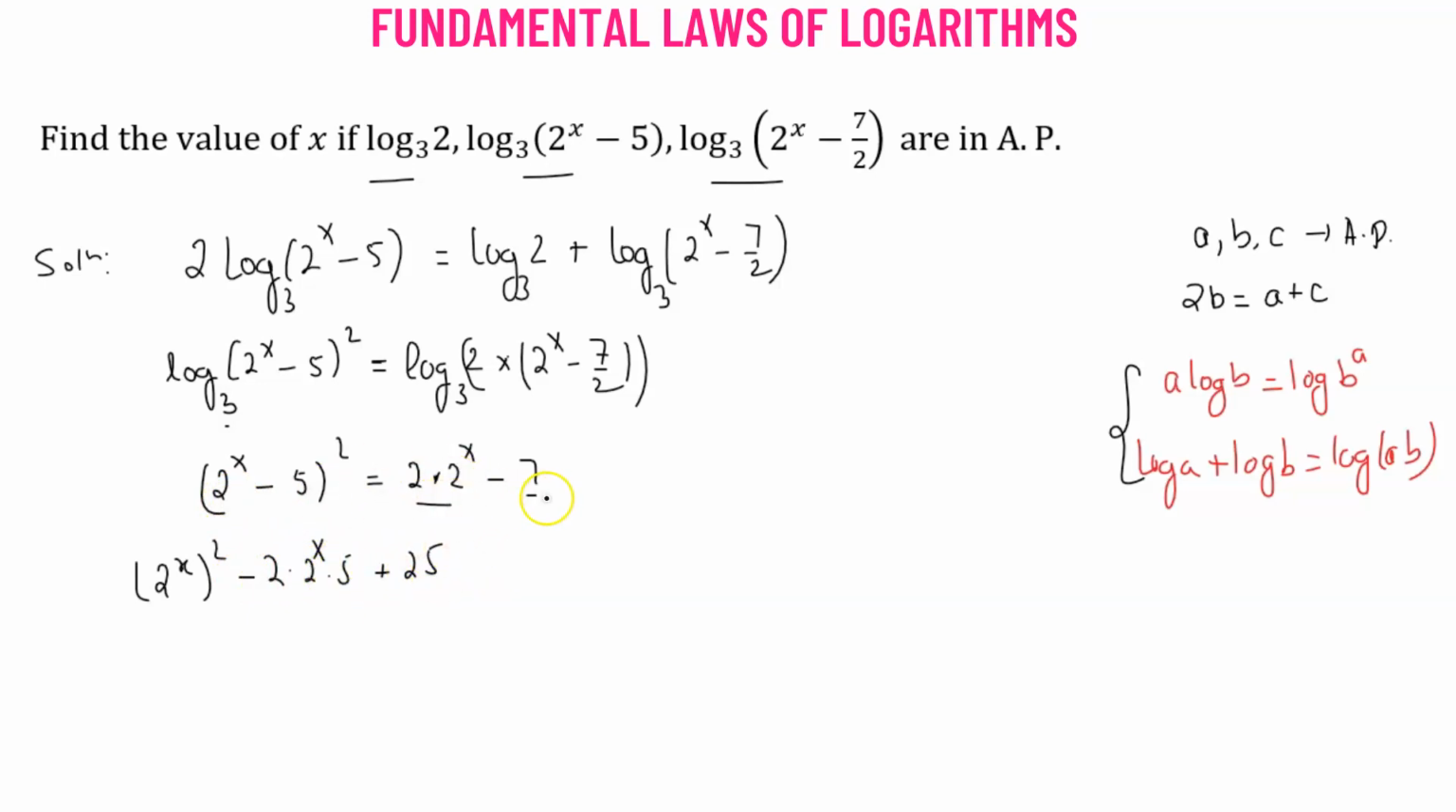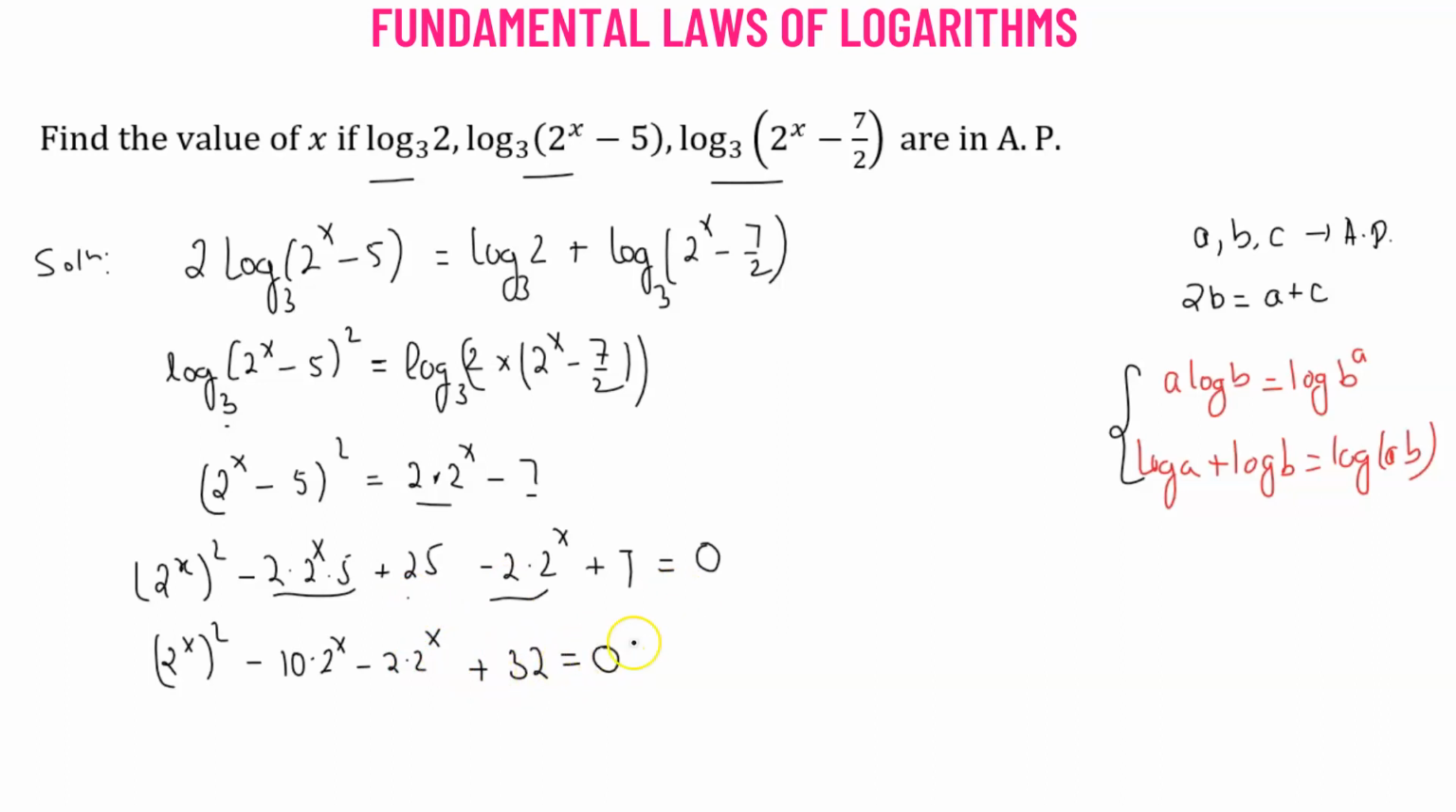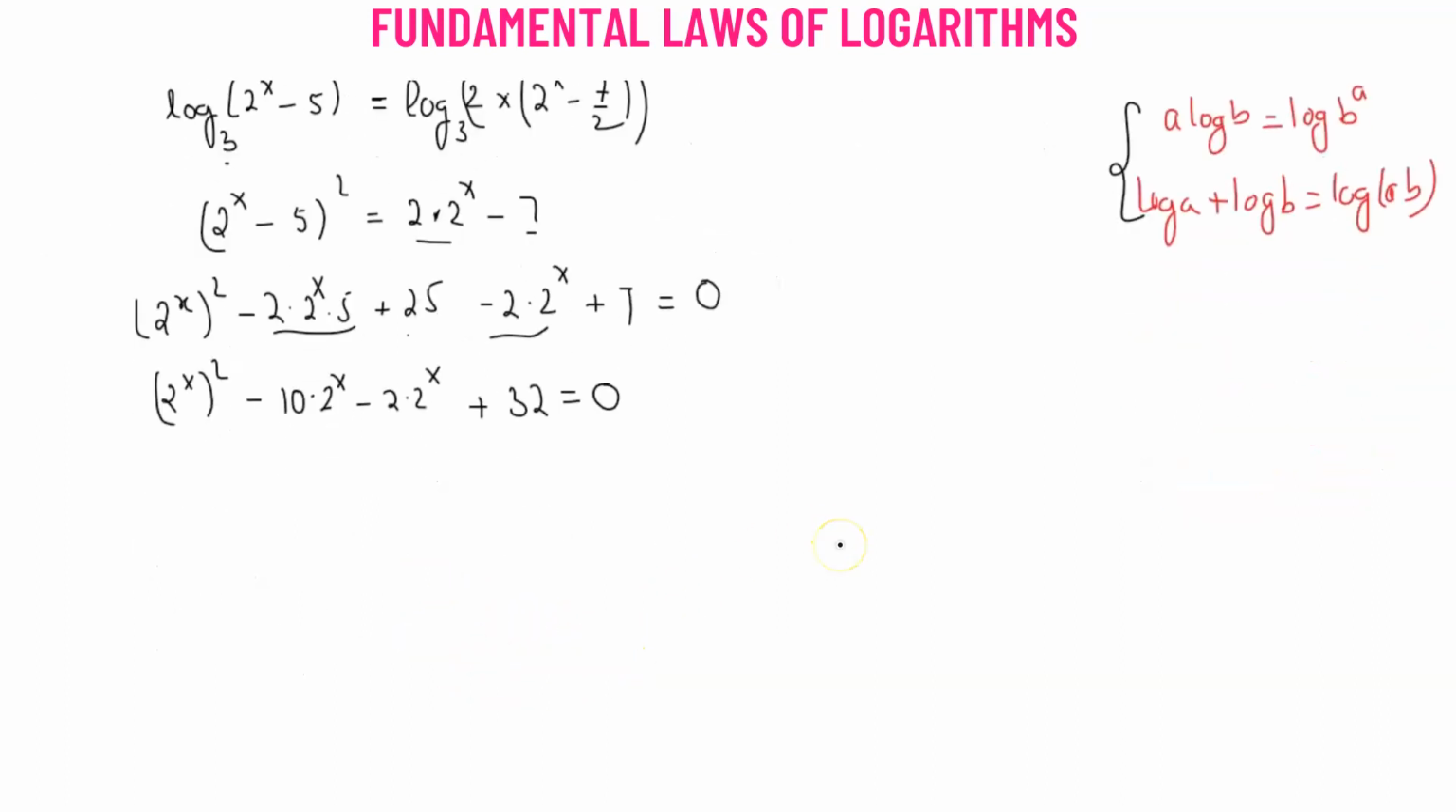And we'll transpose these two terms from the right hand side to the left hand side. So we have minus 2 times 2 raised to the power of x plus 7 equal to 0. Right. This gives us 2 raised to the power of x whole squared minus 10 times 2 raised to the power of x, and this is negative 2 times 2 raised to the power of x, and 25 plus 7 will be 32. Fine. Let's do further simplification.